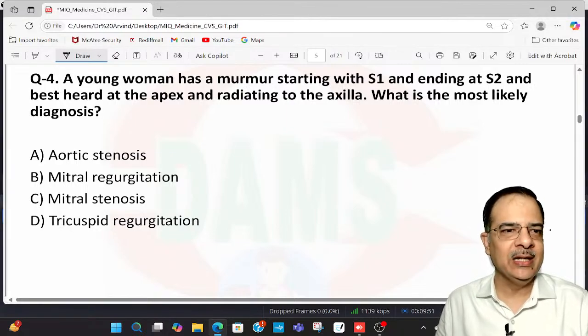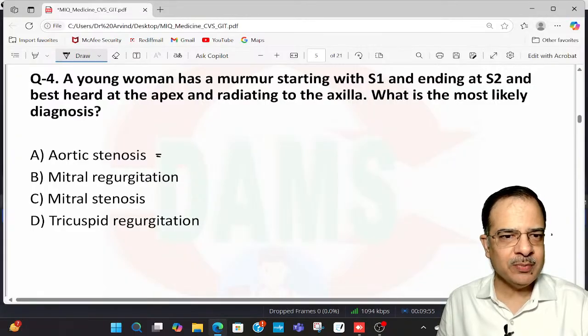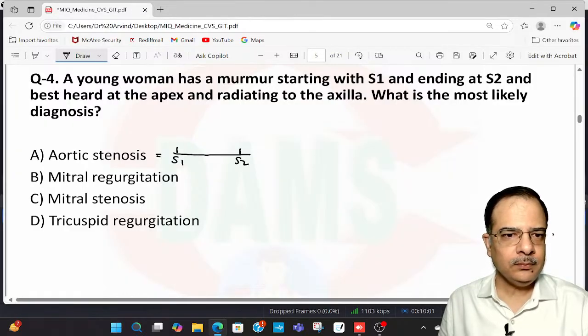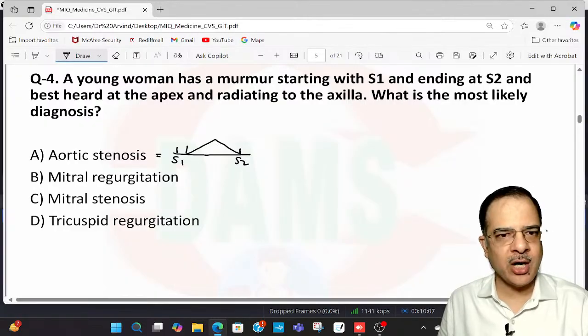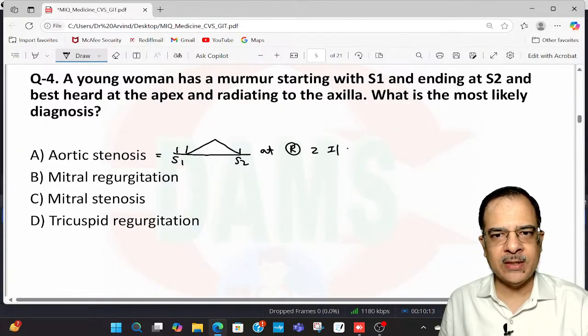So first let's see aortic stenosis. Aortic stenosis shows this murmur. This is S1, S2, and the murmur will originate after the opening of the semilunar valve, like this. So this murmur is not starting with S1, and it will be heard at the right second intercostal space, which is the aortic area.